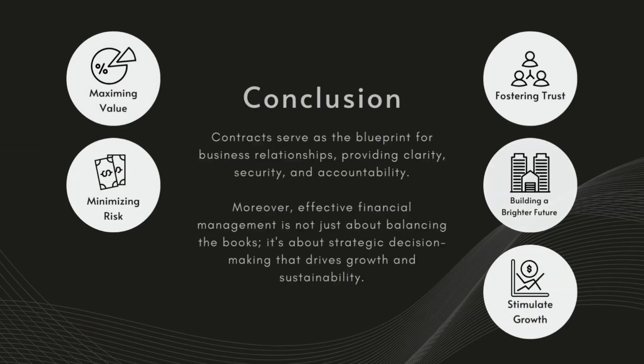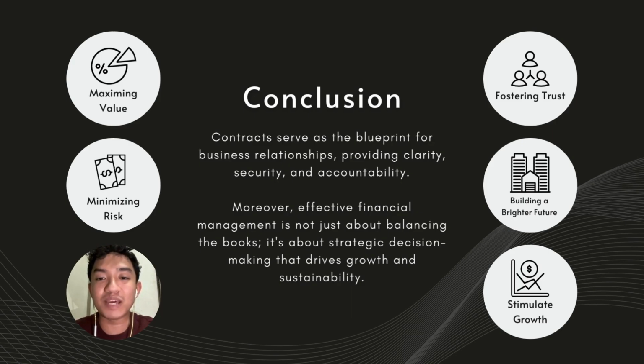As we conclude our exploration into contract and financial management, it's evident that these disciplines are the cornerstone of success in any industry, especially in real estate. Contracts serve as the blueprint for business relationships, providing clarity, security, and accountability. Understanding the types of contracts and their key components empowers us to navigate negotiations confidently and precisely. Moreover, effective financial management is not just about balancing the books. It's about strategic decision-making that drives growth and sustainability.